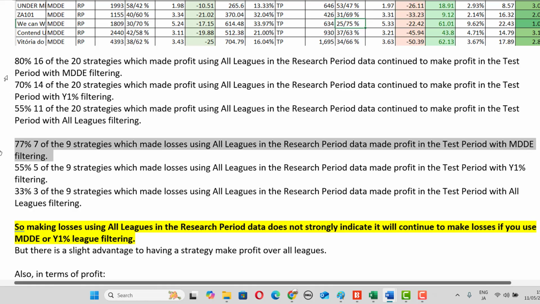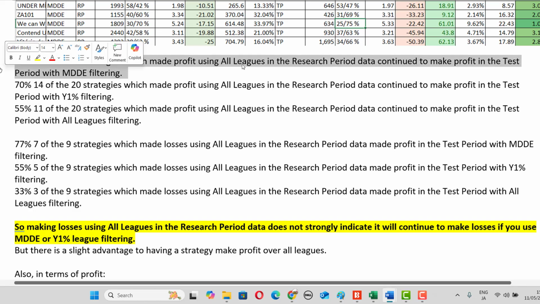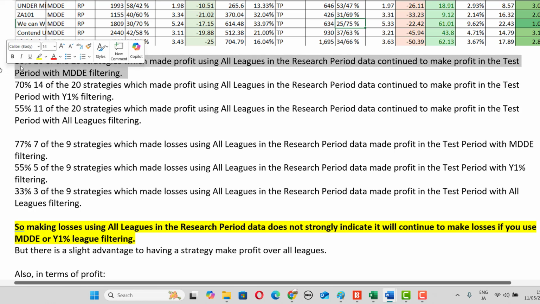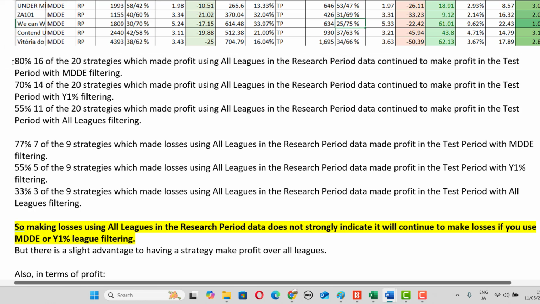So what it means there, if you restrict yourself to only using strategies that do make profit using all leagues in the research period, you slightly increase your chances of making profit when you actually start following them with real money. Here it's just a 3% difference.